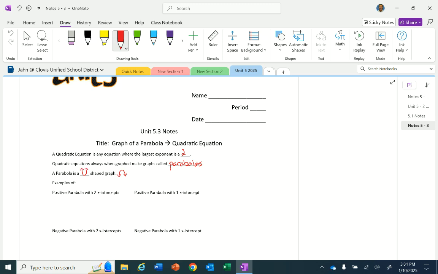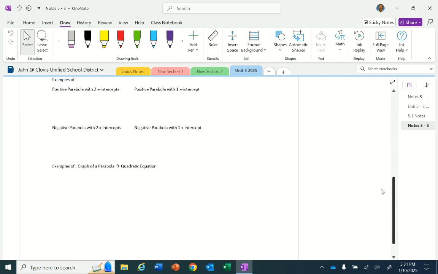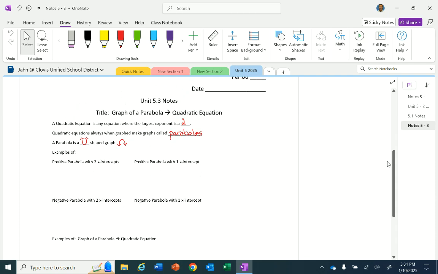All right. So the first thing that I want to do is go over the different possibilities of what a positive parabola with 2 x-intercepts would look like, what a positive parabola with 1 x-intercept would look like, and what a negative parabola with 2 or 1 x-intercepts would look like. So in order to do this, let's go ahead and draw in each part here an x and a y axis.